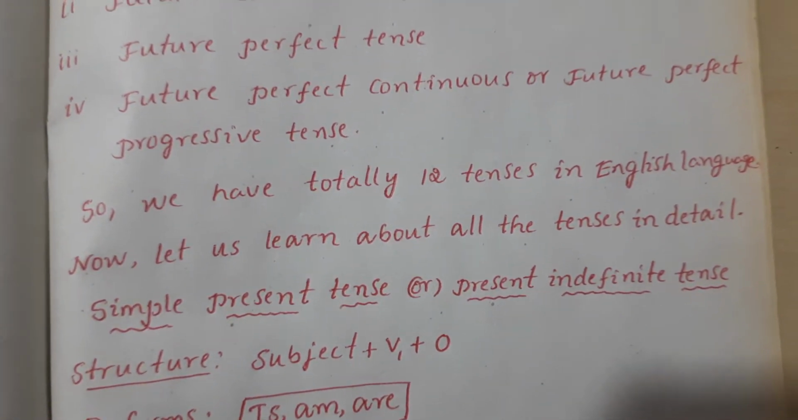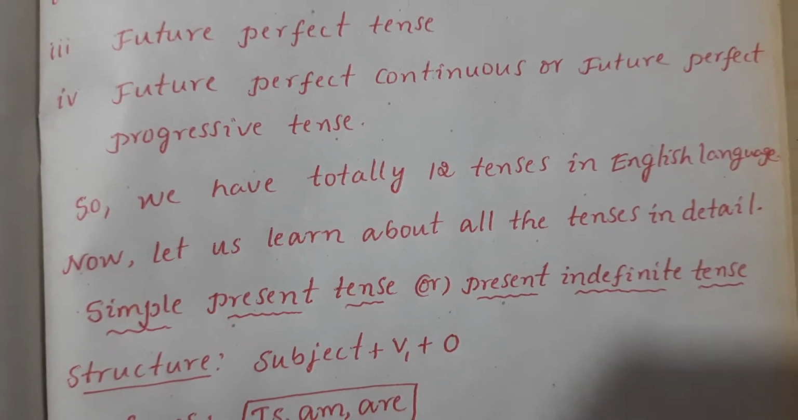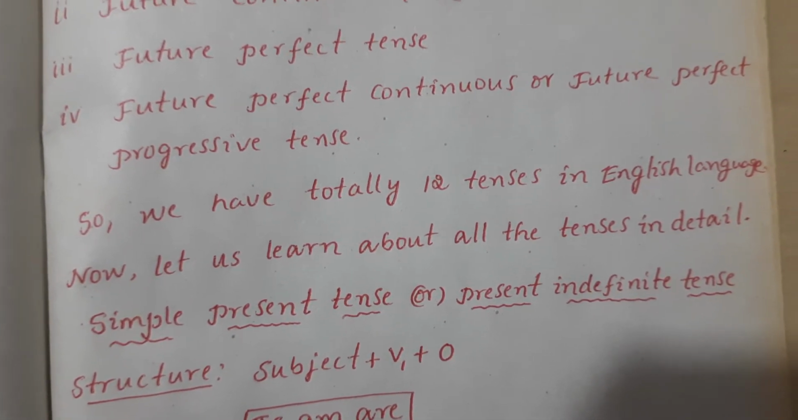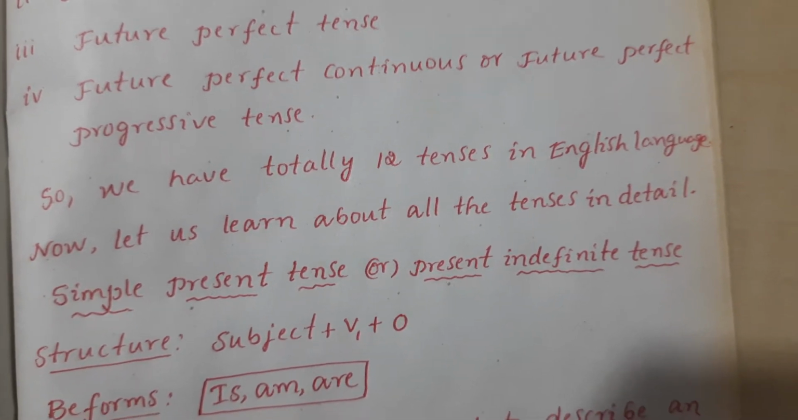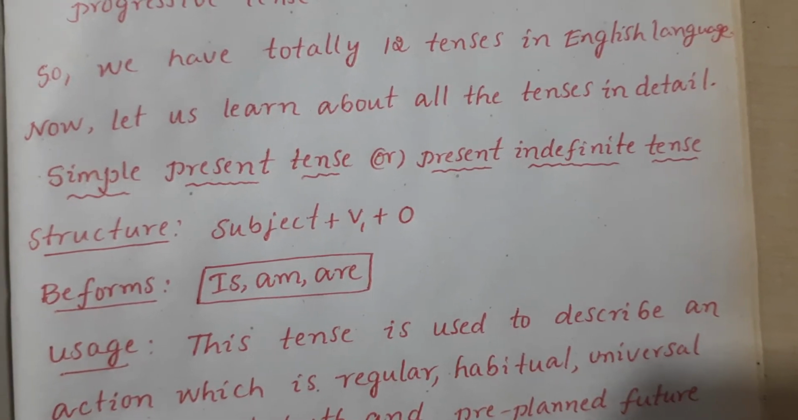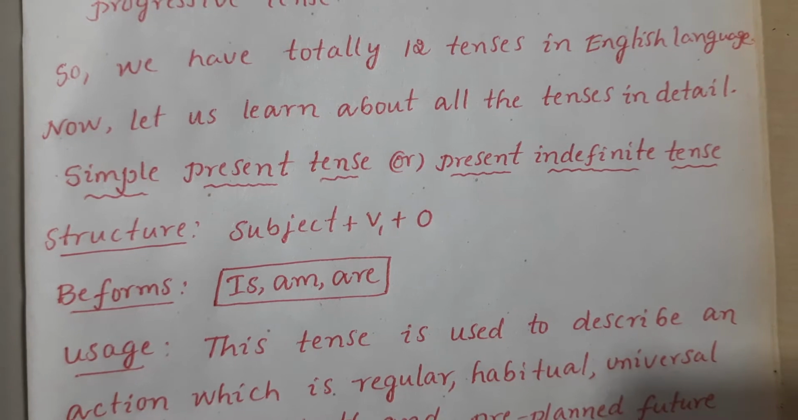So we have totally 12 tenses in English language. There are three main tenses: present, past, and future, and each tense has four subtenses. So 3 4s are 12 tenses. Now let us learn about all the tenses in detail. The first one is simple present tense or present indefinite tense.